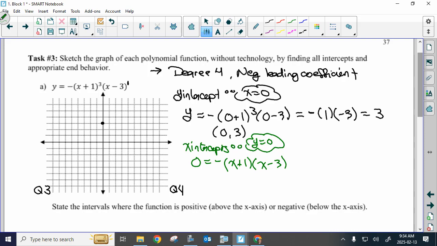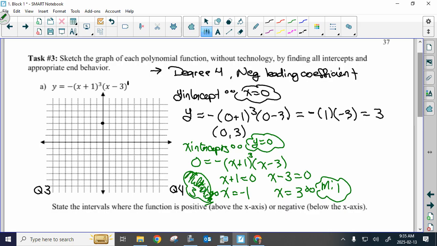We just set each variable factor to zero. So this guy is multiplicity of 3, so I know that x plus 1 has to equal 0. So then x equals negative 1. You have to think multiplicity of 3. And I hope you guys can read my writing. And then x minus 3 is equal to 0. So then x equals 3. This one is multiplicity of 1.